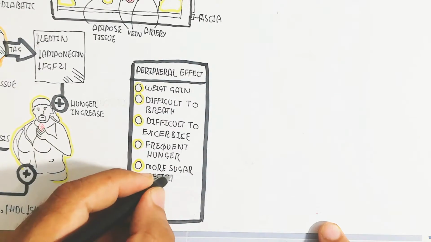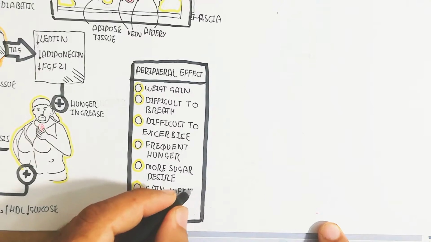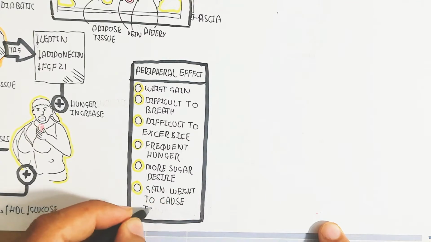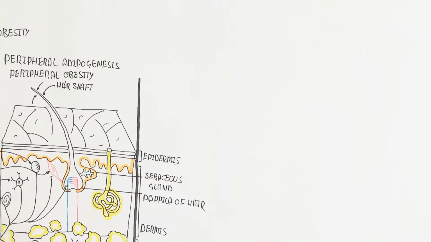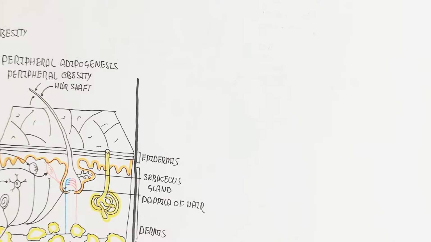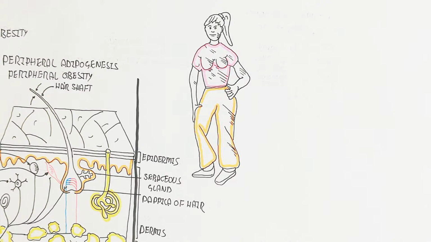So this is the process, and this is the peripheral adiposity, adipocyte development. In this way, you need to understand that where leptin decreases, ghrelin increases and adiponectin decreases, and the ghrelin increase leads to more hunger.